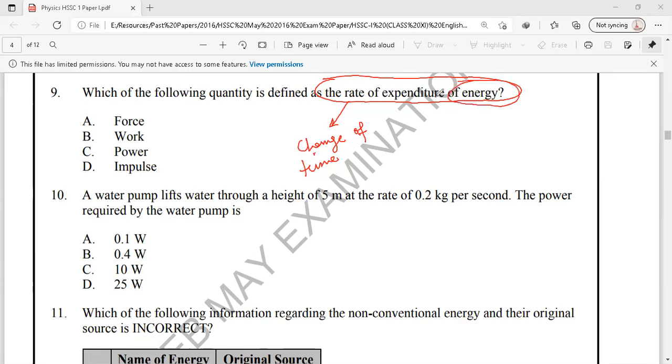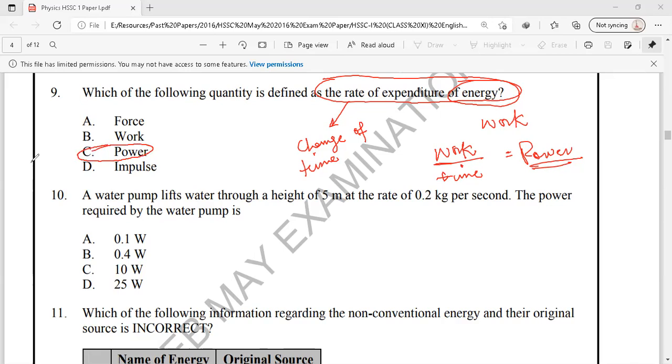Similarly, we know that energy can be termed in the sense of work as well. So work and energy are almost the same concept. So in this question, we have to find the rate of energy or rate of work. So the rate of work means work over time, and work over time, we know, is equal to power. So the correct answer is option C.